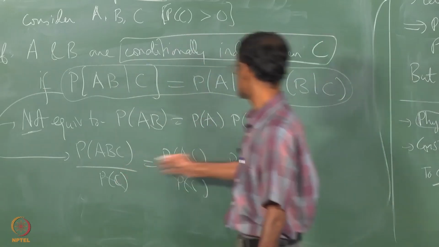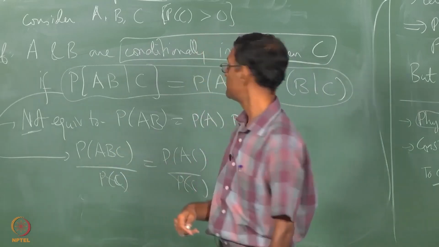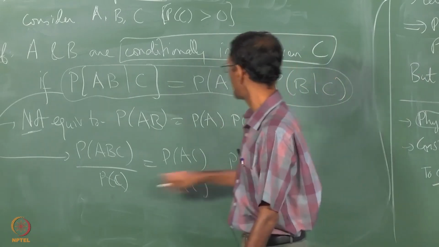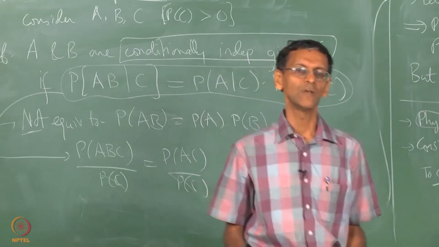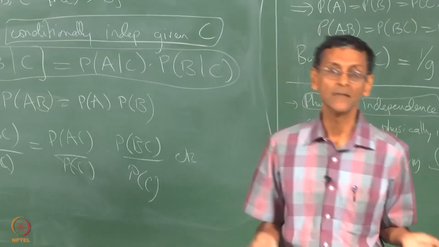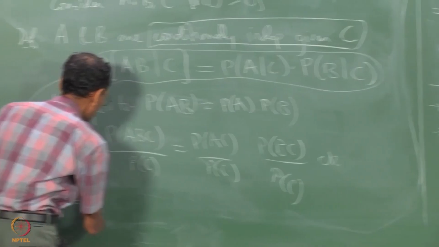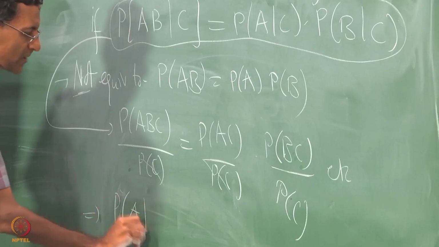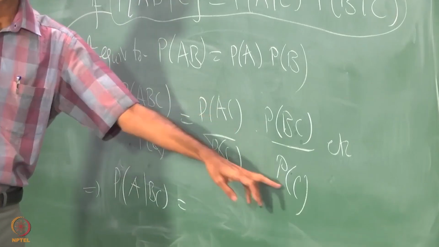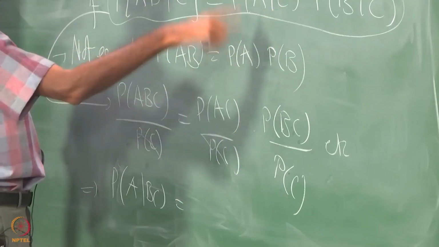And you can take one of these down here. P of ABC divided by PC, assume this is positive. If this is positive, you can divide by this and put it down here. P of ABC divided by PBC is nothing but P of A given BC. So this means that P of A given BC is going to be equal to what? What you will be left with is P of AC by PC, which is P of A given C. Maybe I didn't need to write the whole thing out.